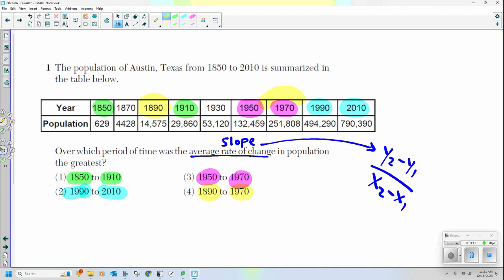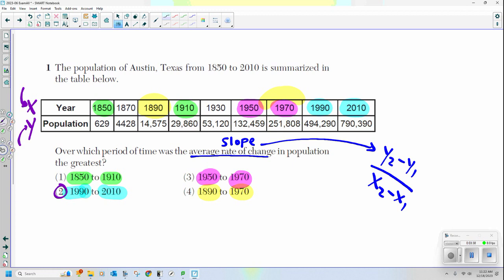Now, I have done this for you, okay? I know what the answer is. My answer should be choice 2, all right? Now, I'm going to show you how to do this right now, okay? My x's are the year, and my population, that's my y's. In case you didn't know, when we ever have a table, x's are always listed on top, and y's are always listed on the bottom.